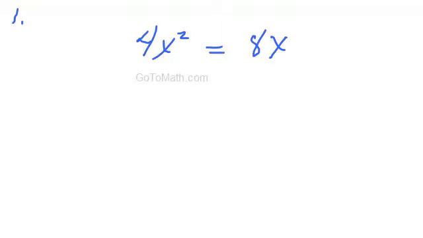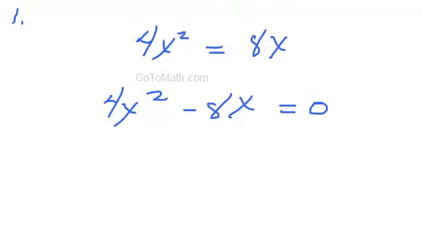Of course, you know, you could look at this and say 0, couldn't you? I mean, 0 is equal to 0. Alright, well, best thing to do is get this in more of a standard form. 4x squared minus 8x, that's equal to 0. So I just took the 8x over to the left hand side.